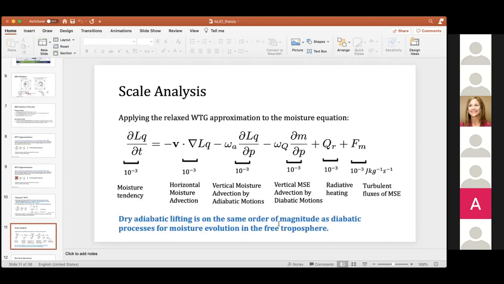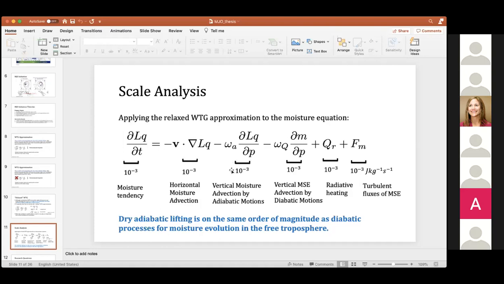To give a little bit further view into this, we apply our relaxed WTG approximation to the moisture equation, which shows the different processes and terms leading to moisture evolution. If, again, we scale this equation based on the large scale tropics, we can see that each of these terms are the same magnitude. Our first term is our moisture tendency, followed by our large scale horizontal moisture advection. Then we have the vertical moisture advection by adiabatic motions, followed by the vertical moist static energy advection by diabatic motions, the radiative heating, which is Q_R, and then our turbulent fluxes, which include our surface fluxes as well.